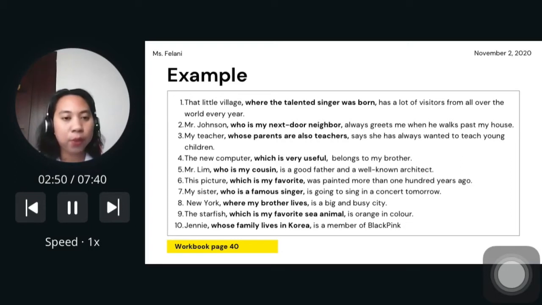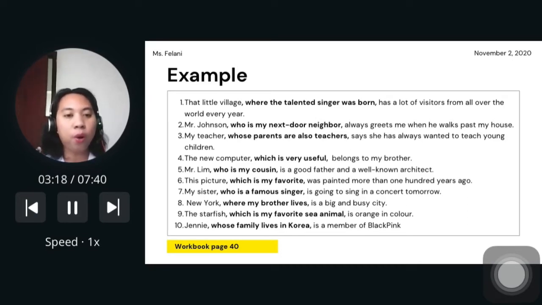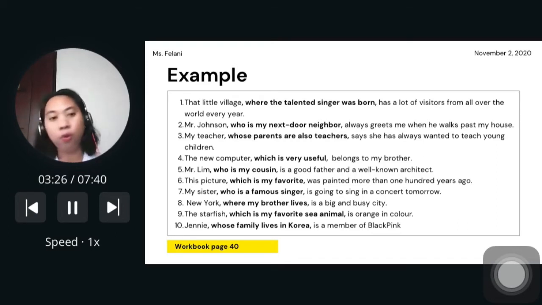Number 2: Mr. Johnson, who is my next door neighbor, always greets me when he walks past my house. Okay, what is the main idea of this sentence? Mr. Johnson always greets me when he walks past my house. Okay, look at the subject. What is the subject? Mr. Johnson. So, what relative pronoun can we use? We can use who over here. Why? Because who refers to a person. In here, Mr. Johnson is a person. So that's why we use who.